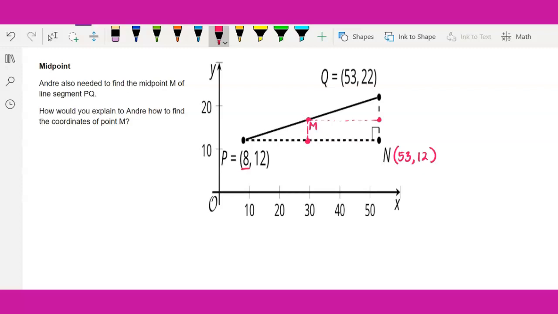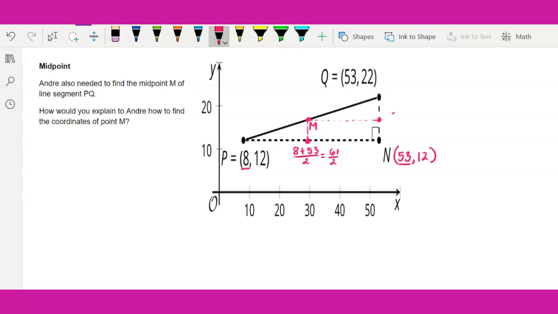So it's going to be 8 plus 53 divided by 2, or just take the average of the x coordinates. Doing that, you're going to get 61 over 2. That's 61 over 2.